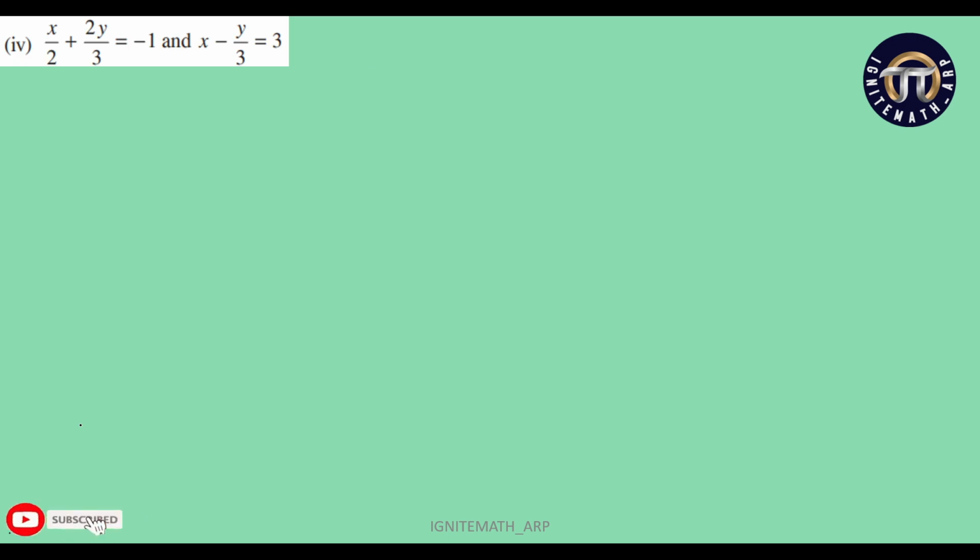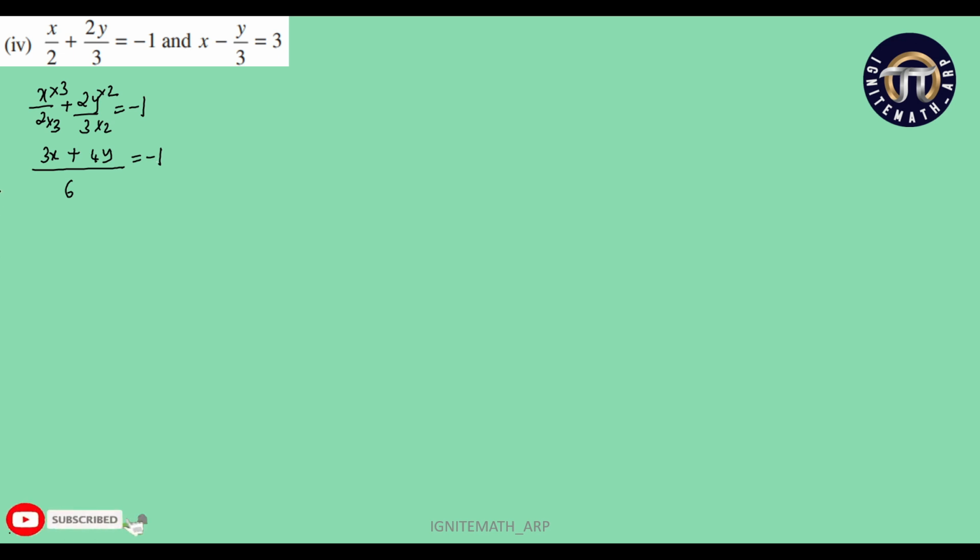The next question is x by 2 plus 2y by 3 is equal to minus 1. Again, just like the previous example we solved, I will take the LCM over here. The LCM of 2 and 3 is 6. So I'll multiply this with 3, and multiply this also with 3. I get 3x, plus sign as it is, plus 4y is equal to minus 1. Clear, children?